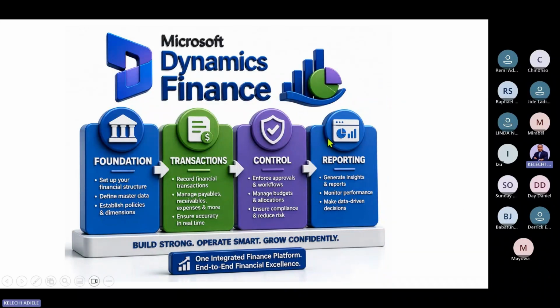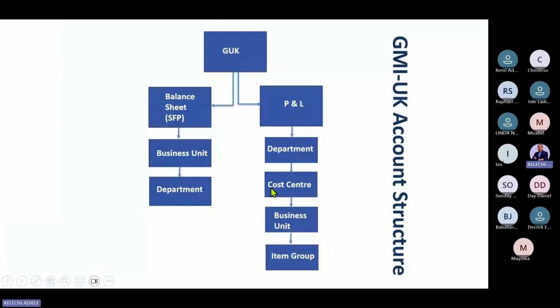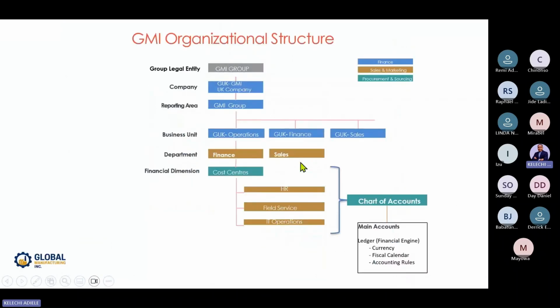Right. Okay, and thanks guys for your feedback. Let's keep it coming. Now let's proceed with structure. On your screen, we have a similar structure for GMI. We have a legal entity, we have a company, we have a reporting area, we have business units, we have departments. So before you go and design the system, functional consultants, ask for the org structure of the business.